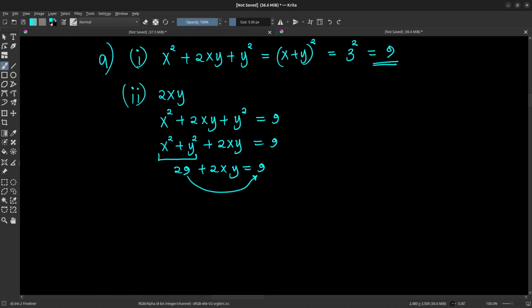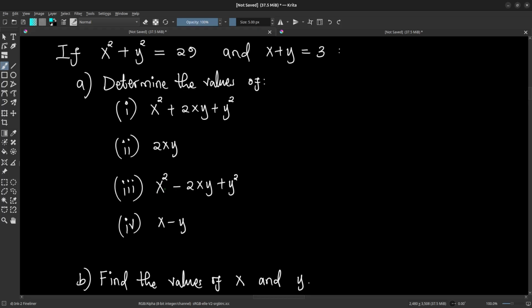So on the left, we have 2xy is equal to 9 minus 29, that's going to be negative 20, and that is what we are looking for. That's 2xy.